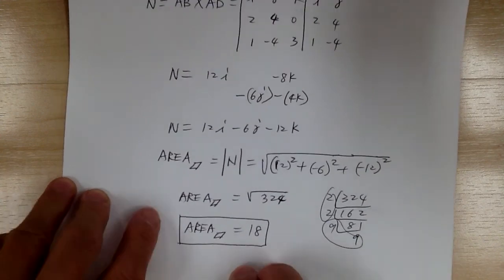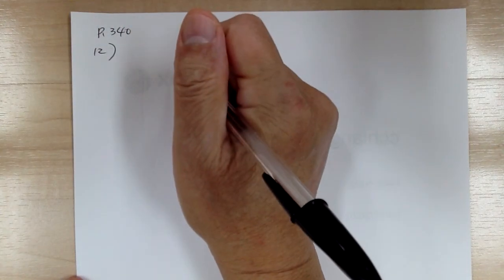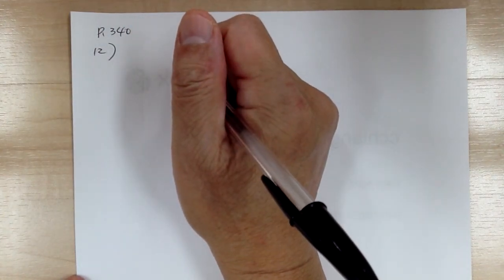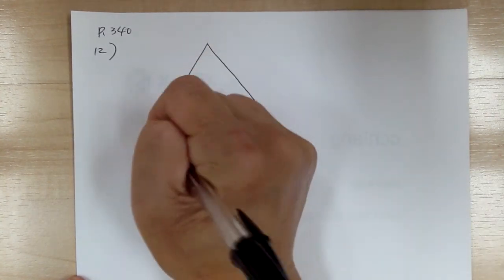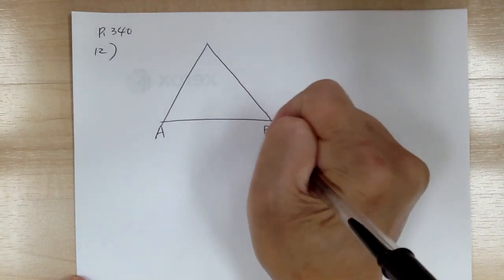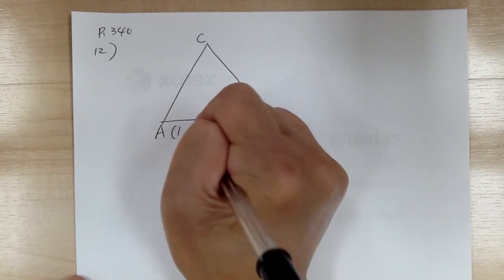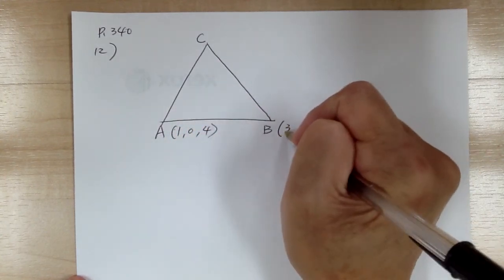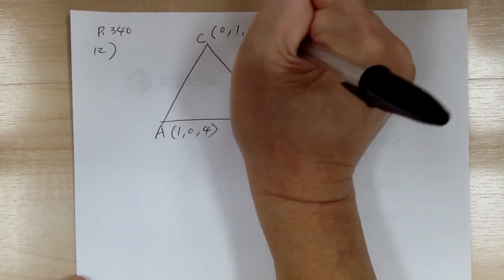Okay, let's go to number 12. Okay, number 12, the vertices of the triangle are A, B, C. So you got the triangle. Again, make sure you go counterclockwise. So you got A, B, C. So A is 1, 0, 4. B is 3, negative 3, 0. And C is 0, 1, 2.